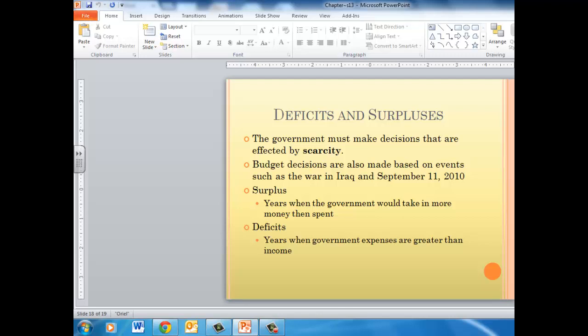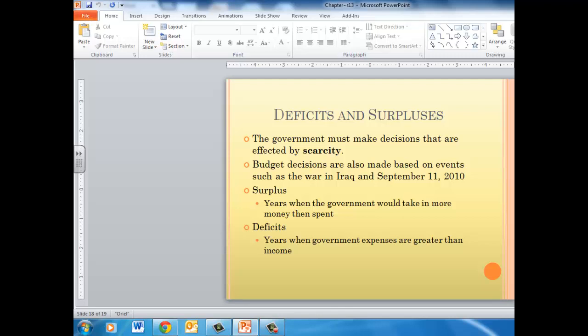Now, we've talked a little bit about deficits when we watched the clip from IOUSA, but the government is just like you and I. They do not have unlimited money, so they have to make decisions that are affected by scarcity, because remember, scarcity wouldn't be a problem if there were unlimited goods and services to go around, but that's not the case. So budget decisions are based on events that happen, such as the Iraq War and September 11th, 2010. We have to make decisions based on those events that we're funding.